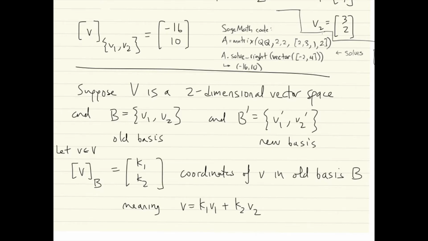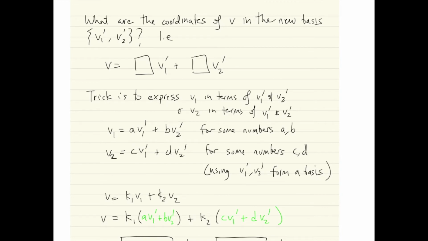What does that mean? That means the vector v is a linear combination of v1 and v2 given by the coordinates. And the question we want to answer is, what are the coordinates of v in this new basis B prime, consisting of these other vectors v1 primed and v2 primed? In other words, we have to write v as some linear combination, unknown right now, of v1 primed and v2 primed. And so the trick is to express v1 in terms of v1 primed and v2 primed, and v2 in terms of v1 primed and v2 primed. Remember, the information that's given is v1, v2, v1 prime, v2 prime. That's all given to us in specific examples.